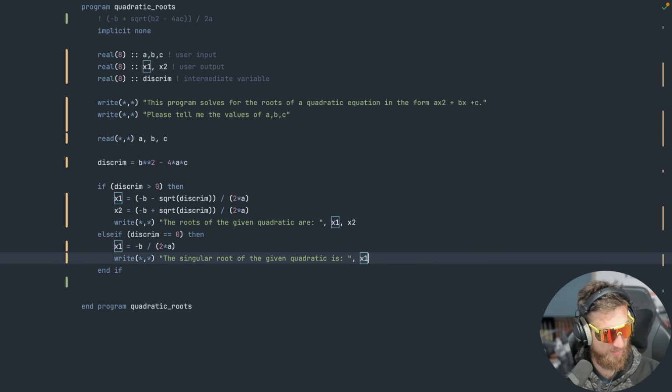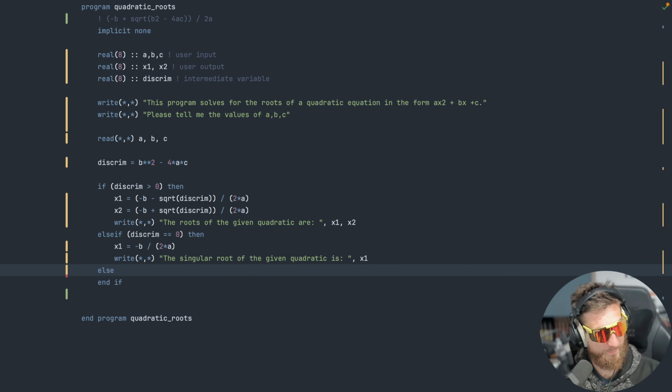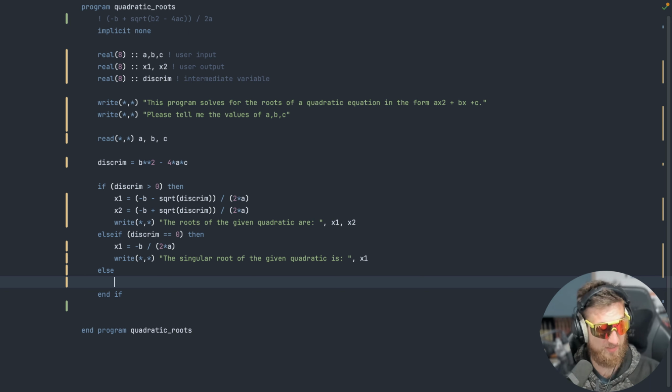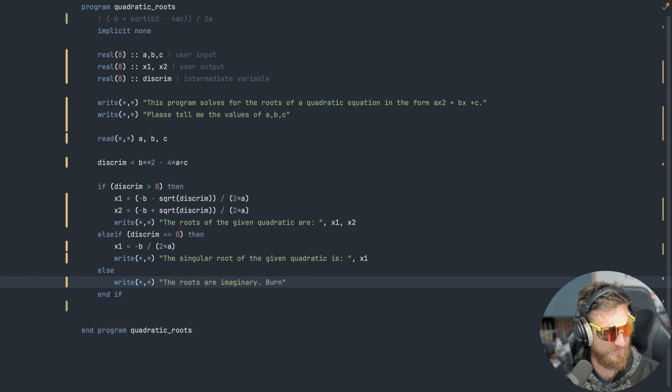x1, and then we kind of have this else, which is the only other case, less than 0. We're not going to do anything with complex numbers yet. We're just going to write the roots are imaginary. Cool. And that's pretty much our program. Very simple, the kind of thing you'd plug into a calculator in primary school.